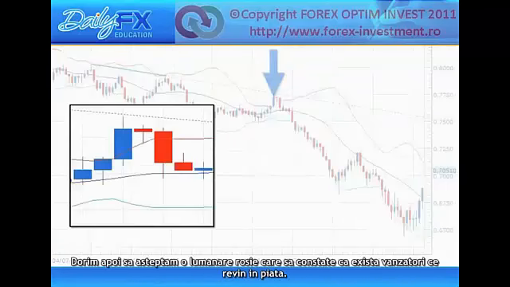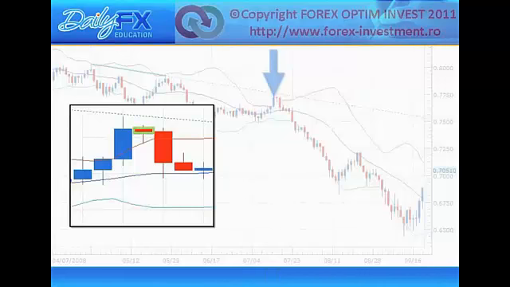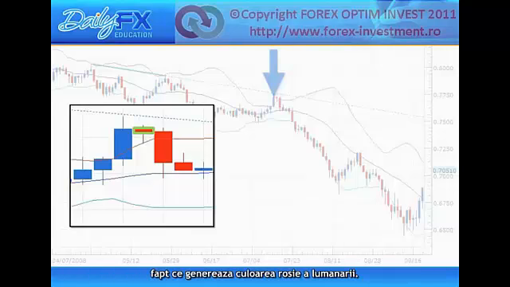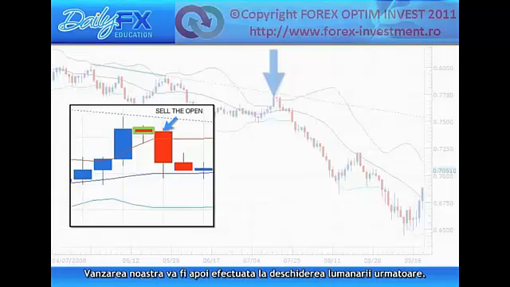We then want to wait for a red candle to note that there are sellers coming back into the market. We also want to wait for the candle to close red to confirm that the closing price is lower than the opening price, which is what identifies the candle as red. Our sell will then be at the open of the next candle.